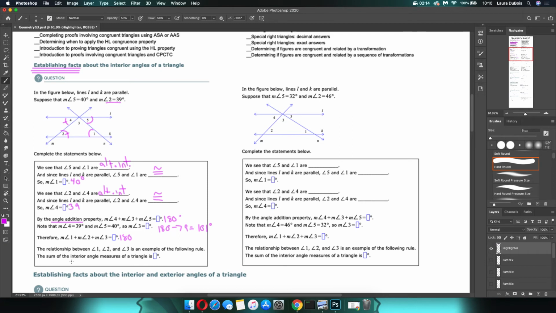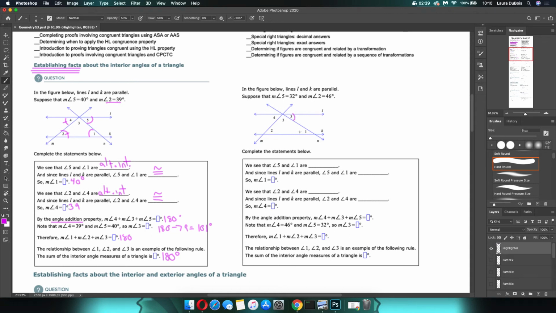180 degrees. So the relationship between angles 1, 2, and 3 is an example of the following rule. The sum of the interior angles of a triangle is always 180 degrees. And this is one of Ms. Dubois' favorite triangle proofs, the proof that all angles in a triangle sum to 180 degrees. It's just glorious.